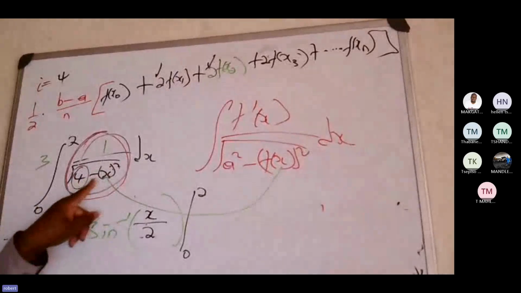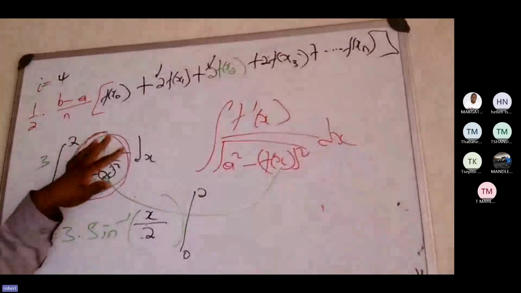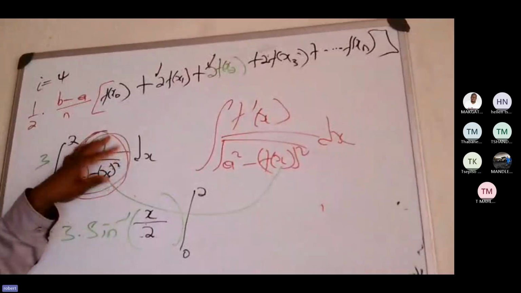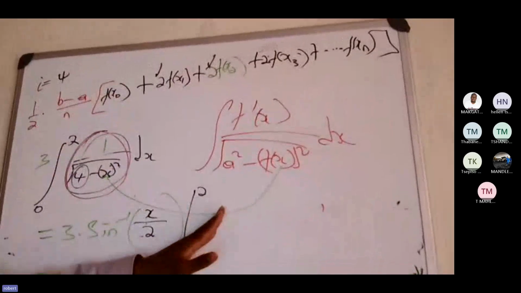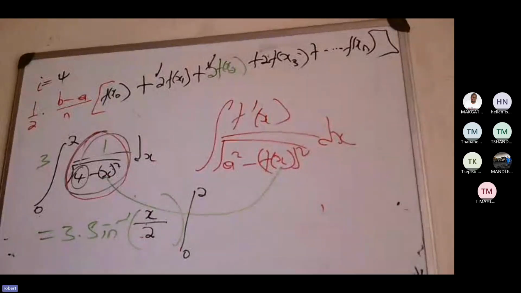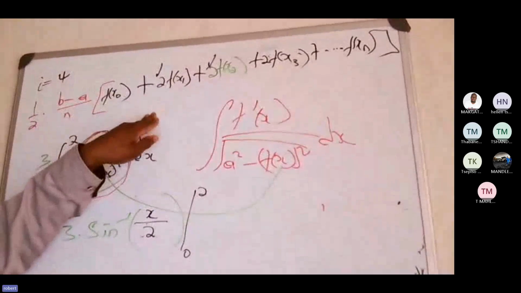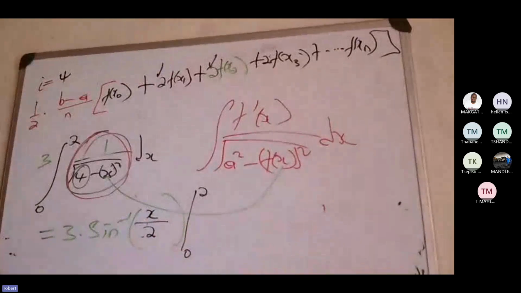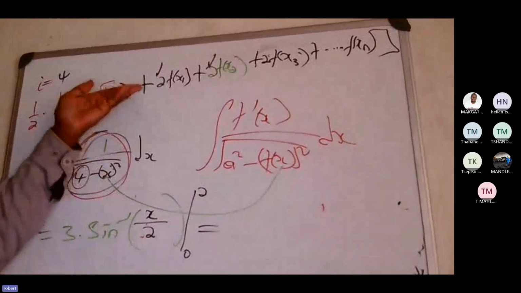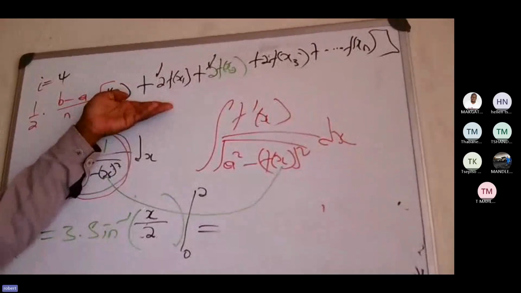minus 4. 4 minus 4 is 0. The square root of 0 is 0. Then this will be undefined at 2. Therefore, yes, you can find the answer, but you cannot say it is the area under this. And even when you use this approximation, because this cannot give an answer here, you can't say it is the area. Therefore, even if you use the approximation, this is not going to make sense.